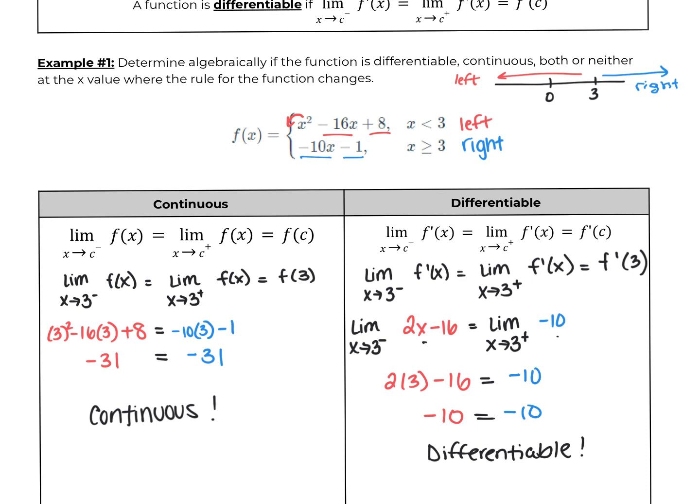So in order for a function not to be continuous or not to be differentiable, the left and the right sides would not have to be equal. All right, let's try one more example.